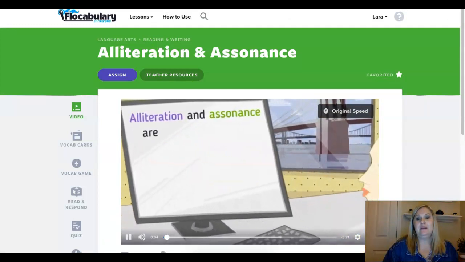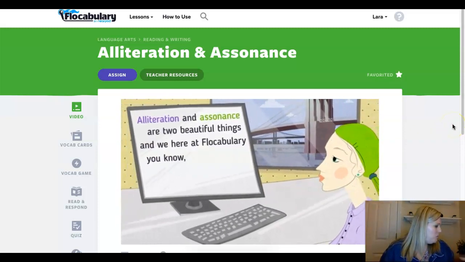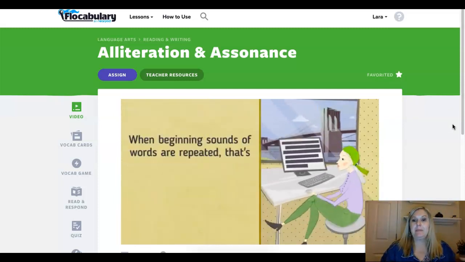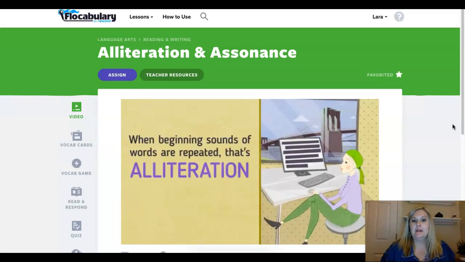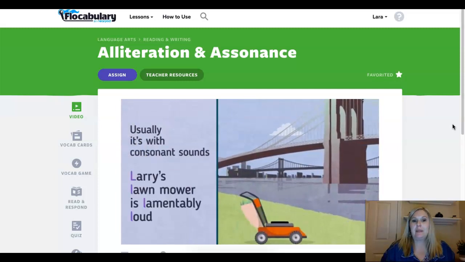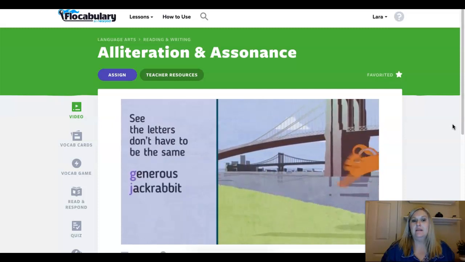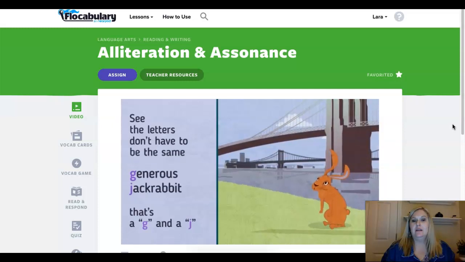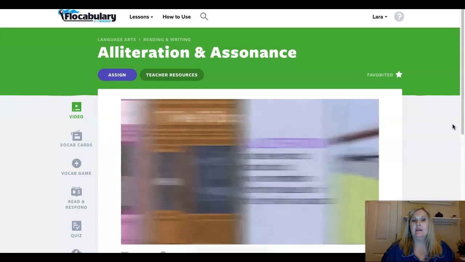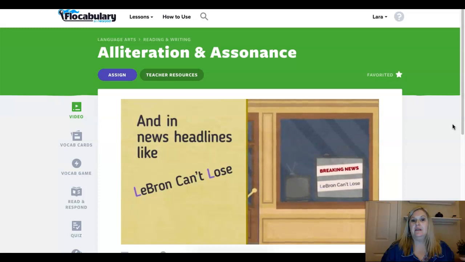Alliteration and assonance are two beautiful things. When beginning sounds of words are repeated, that's alliteration. Usually it's with consonant sounds. Larry's lawnmowers were meant to be loud. The letters don't have to be the same: generous jackrabbit, that's a G and a J. Alliteration makes words stand out. You remember them because of the similar sound. You see it in store names like Tim Tools and in news headlines like LeBron can't lose.